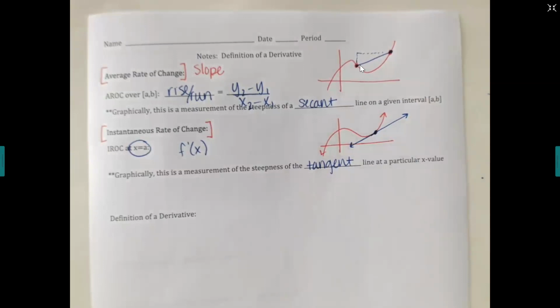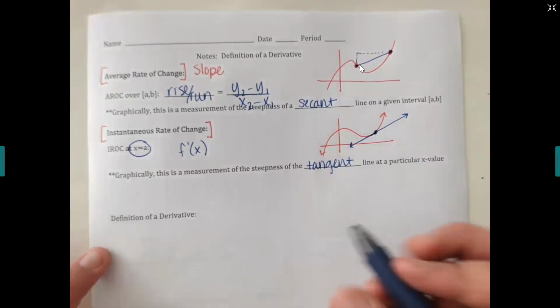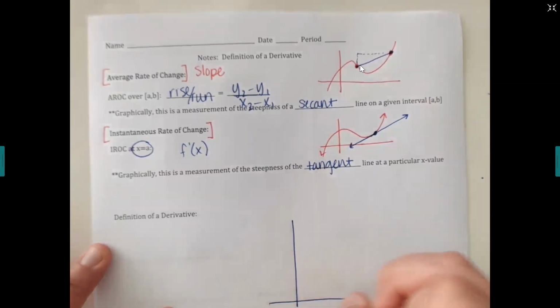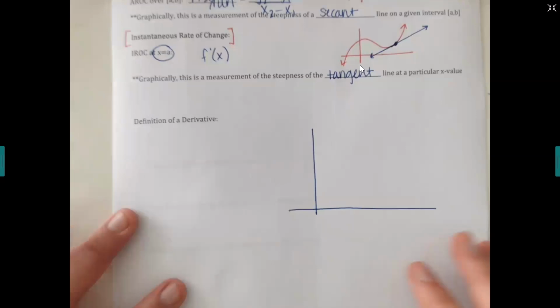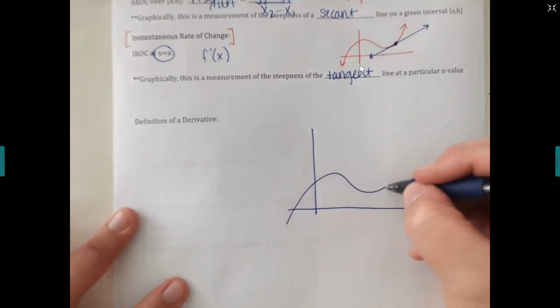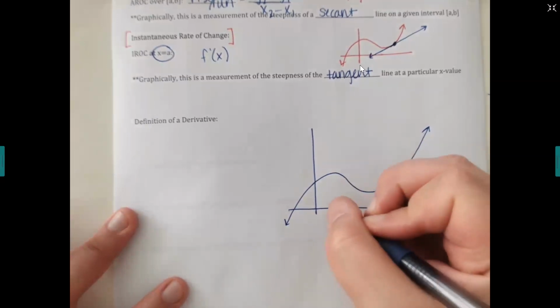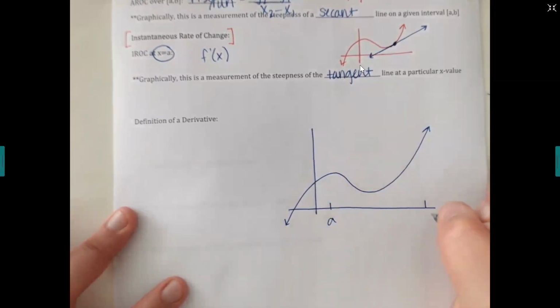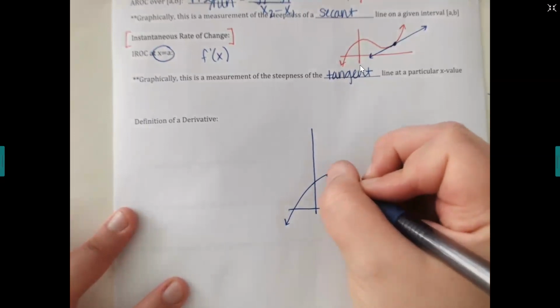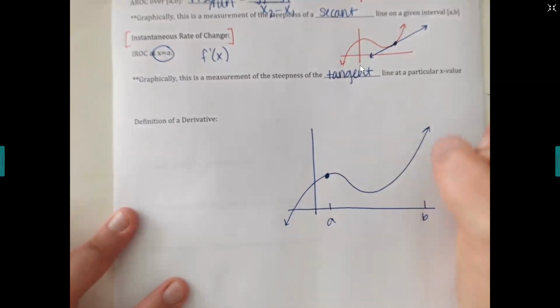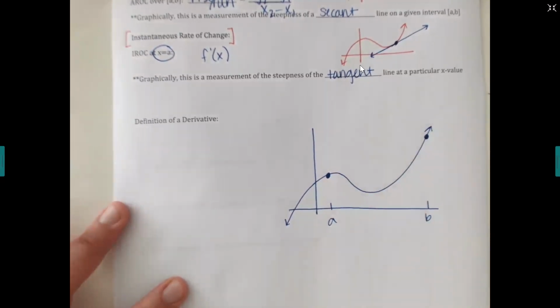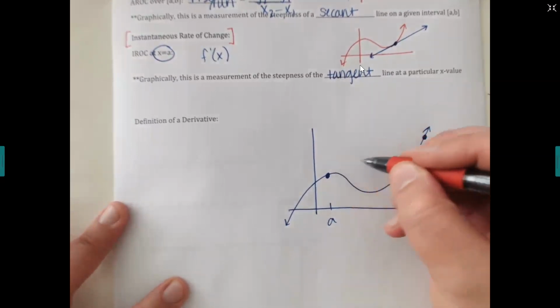So the question becomes, how do we turn the slope formula with 2 points into the slope going through only 1 point? One more graph here before we get into an example. I'm going to keep that same kind of cubic shape here. Let's say that we have a point over here, A, and a point over here, B. So there's my point 1, there's my point 2. Here is the slope between them.